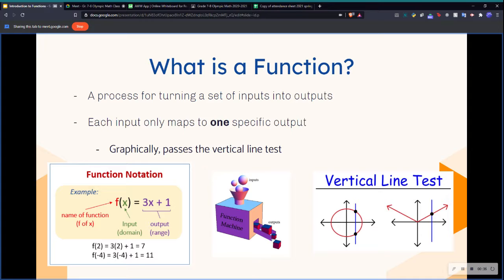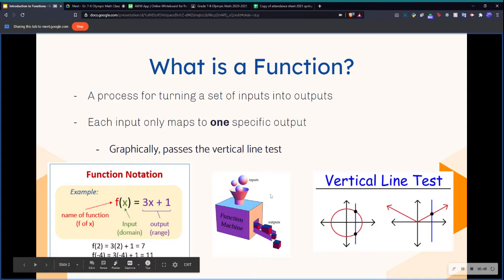So let's get an introduction. What is a function? Of course, for those of you who have never heard of this. A function, basically, is a process for turning a set of inputs into outputs. Think of this function machine right here. If you see the middle picture, you have the inputs in here. It goes into the machine. So you have spheres going into the machine, and the outputs are these. These look like cubes, but some of them look like rectangular prisms. So when your inputs are these spheres, your outputs are these rectangular prisms. That's what a function does. It converts something into something else.